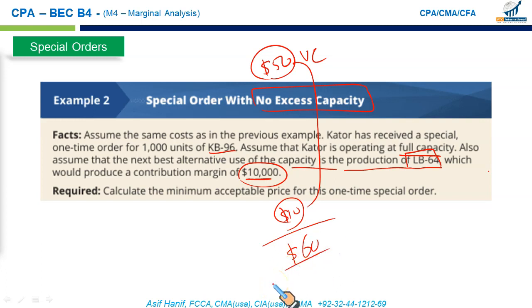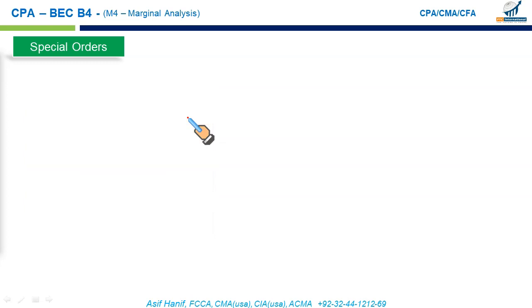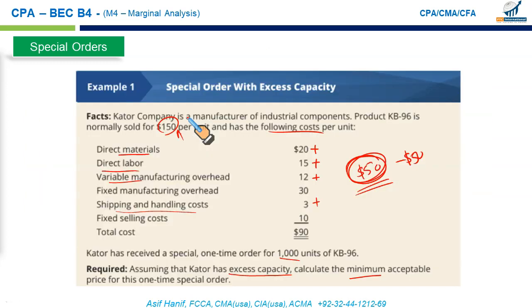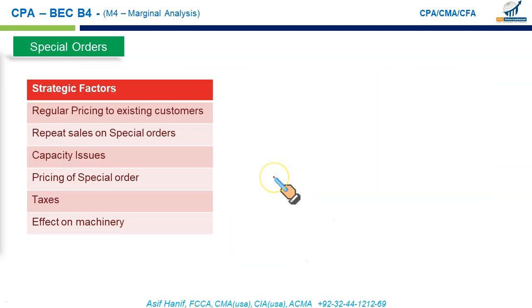So this is how you decide what price you should charge, depending upon whether you have the excess capacity or you don't. So there are certain strategic factors you should also consider. Regular pricing to existing customers. Now this is an important point, because if you are giving some special pricing to some customers, just like in the previous example, see what is the regular price, $150. Now if you charge let's say $75 from the special customer, then this could affect our sales in the regular market. So this is an important point.